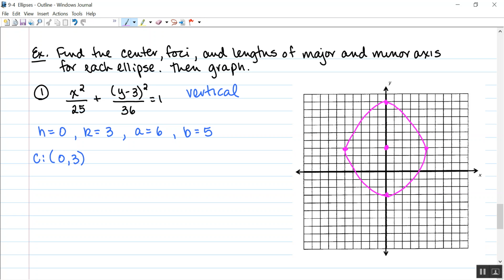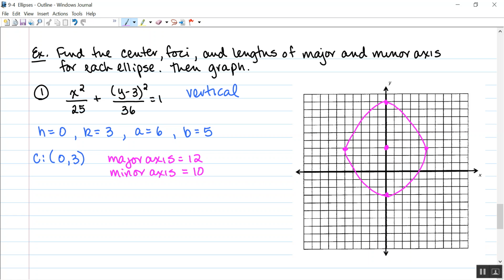Okay, so let's see. So we have the center. The length of the major axis: this major axis going right here is going to be 12 units long, 6 from a vertex to the center and another 6 from the center to the other vertex. My minor axis is going to be 10 units long. That's this horizontal line right here. Now we need the foci.